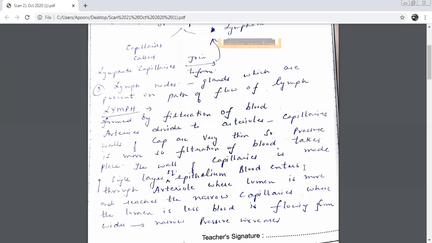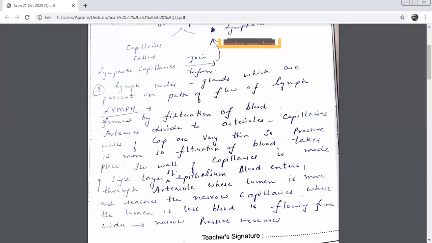That means your blood is flowing from wider to narrow or narrow to wider? Wider to narrow, because it is coming from arteriole to capillaries. In arterioles, the lumen is more, the space is more for the blood to travel. But when the blood passes from the arterioles to the capillaries, the lumen is less. So the blood is shifting from a wider region to a narrow region. So what will happen to the blood pressure? Will it increase or decrease? Increase. Obviously, it's going to increase.